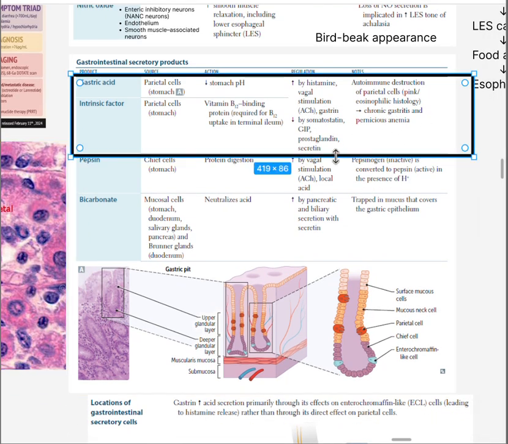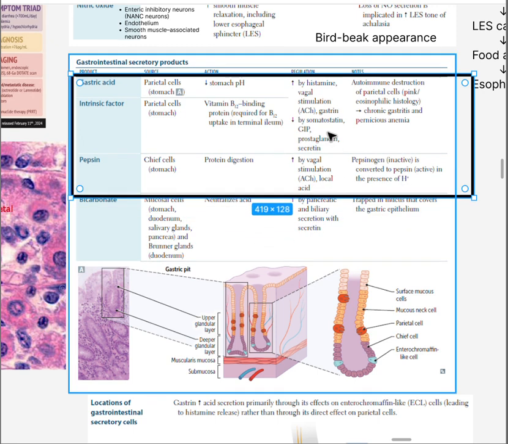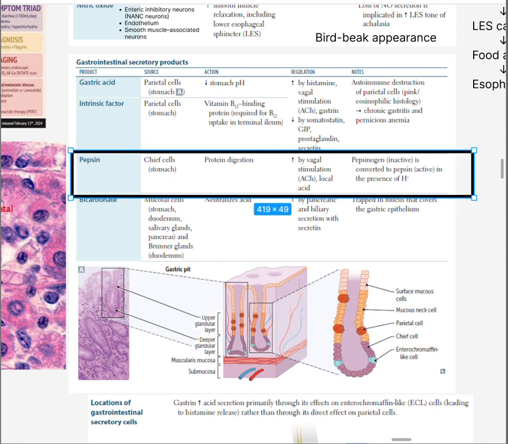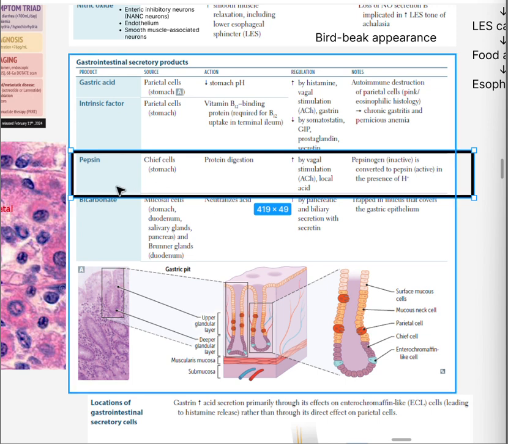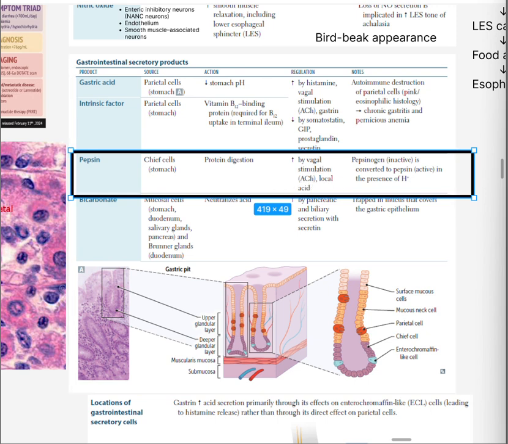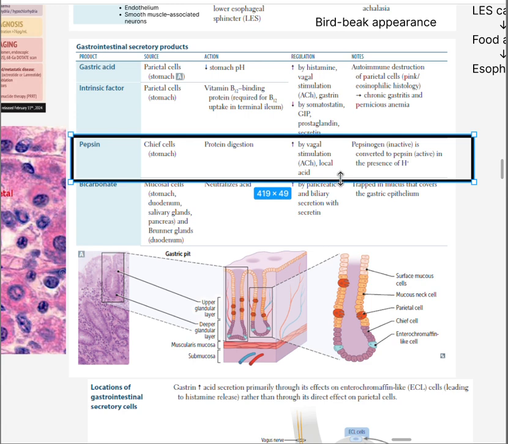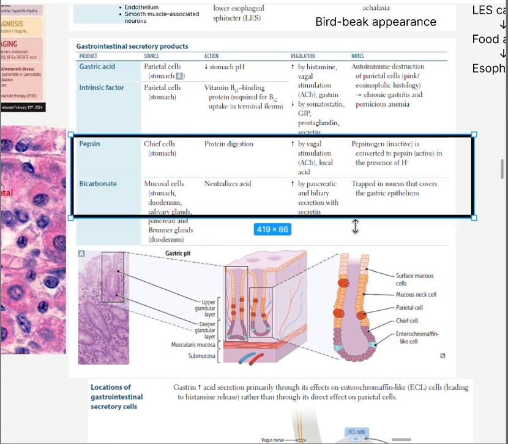We move on to our pepsin. Now, pepsin, as I showed you, is secreted by the chief cells, and basically the pepsinogen is converted into pepsin so that it activates protein digestion. It helps in protein digestion. It's increased by vagal stimulation or acetylcholine, and also by local acid. Pepsinogen is an inactive form. It's converted to pepsin, the active form, in the presence of hydrogen ions. I think that's pretty self-explanatory.